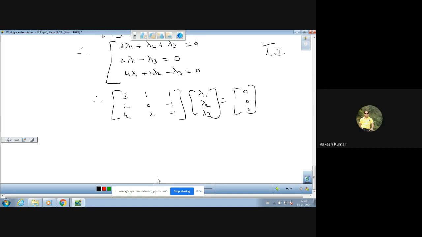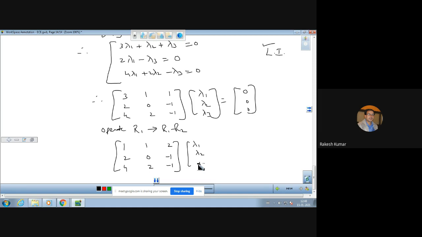So let us apply operations now, and for this we must have one element here. लेकिन हम लोग करते होते हैं कि इंटरचेंज कर लेते थे रोज को, लेकिन यहाँ भी वन नहीं है, यहाँ भी वन नहीं. तो अब यहाँ पर वन बनाने के लिए सबसे पहले we shall operate r1 as r1 minus r2. So it comes out to be 3 minus 2 is 1, 1 and 2. So this is 2, 0, -1, 4, 2, -1. And on this side we have lambda 1, lambda 2, lambda 3, and this is 0, 0, 0.